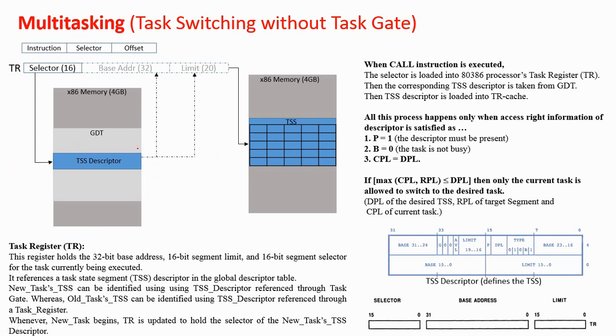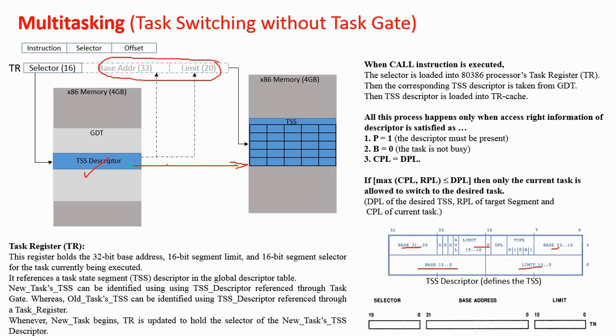Now the question is, why put the base and limit field of the TSS in the cache part of the task register? The answer is, as the base and limit values are kept in the invisible part of the task register, the task execution becomes very easy and efficient. This is because the processor need not repeatedly fetch the values from the main memory when the TSS of the current task is referred.